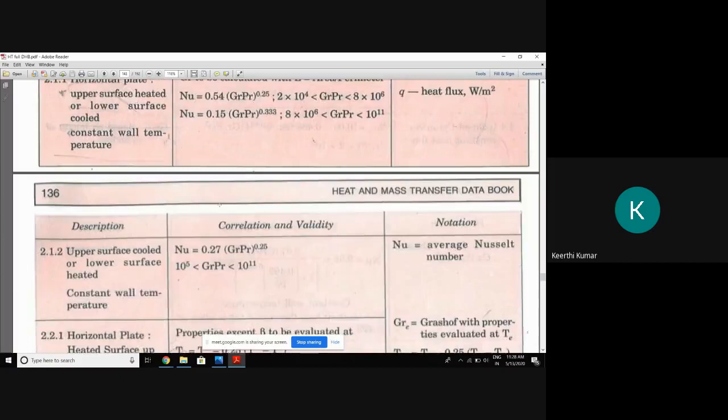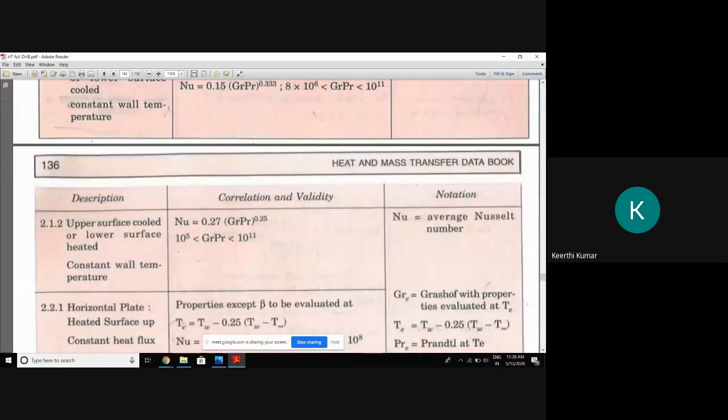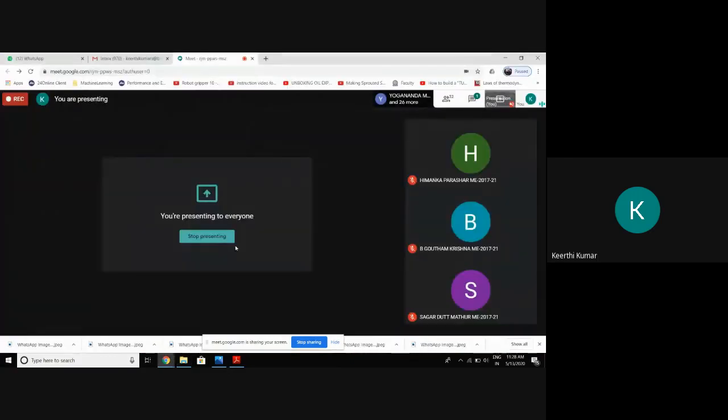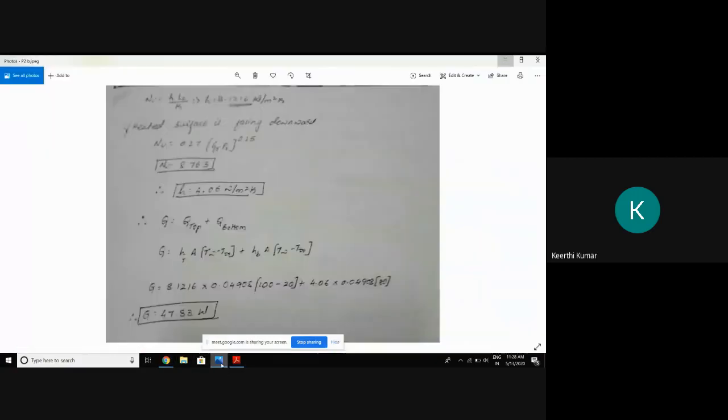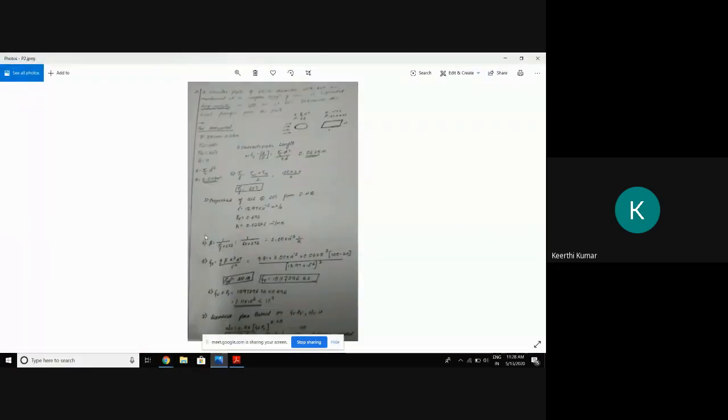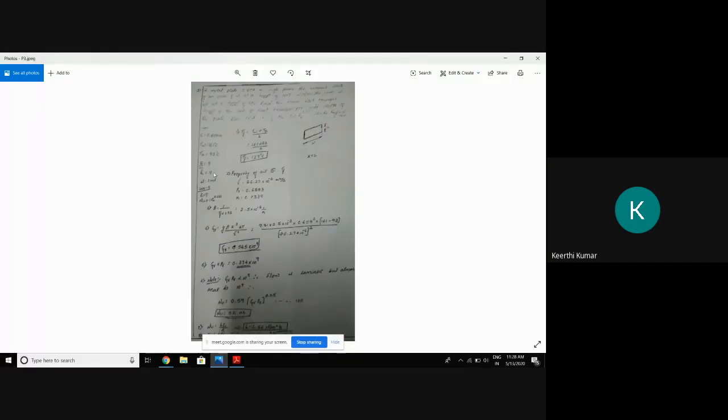And again, if the upper plate is cooled and the lower surface is heated at a constant wall temperature, then with the Grashof number I use 0.27 into (Gr Pr) to some power. Like this, you have to identify the Nusselt numbers. You should select which Nusselt number suits which problem. Okay, then I'll go for the next problem.